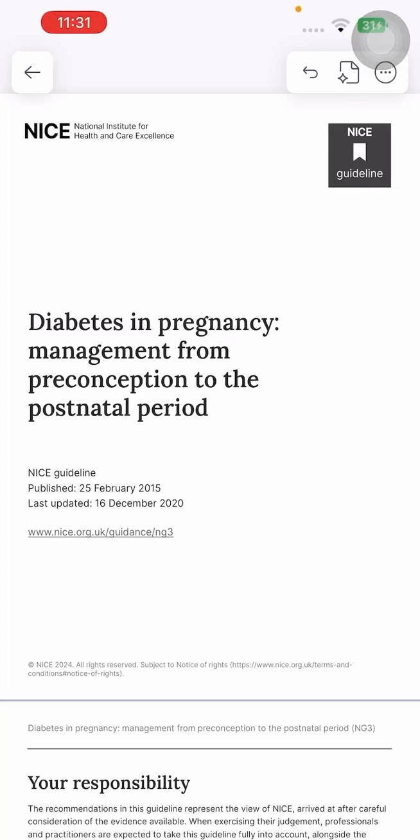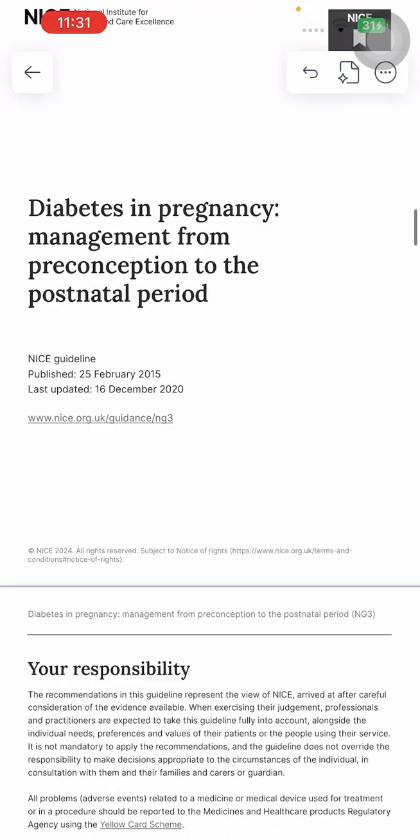Today our topic for discussion is diabetes in pregnancy management from preconception to the postnatal period. This is the NICE guidelines published 25th Feb 2015 and last updated 16 December 2020.